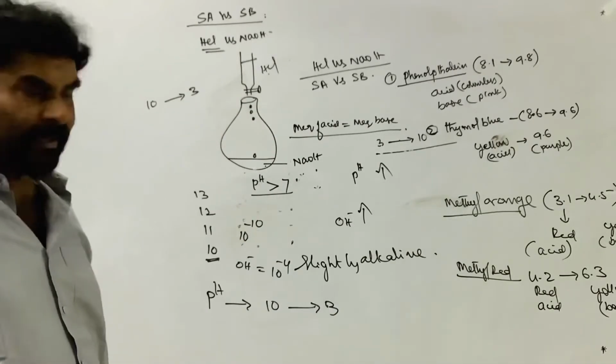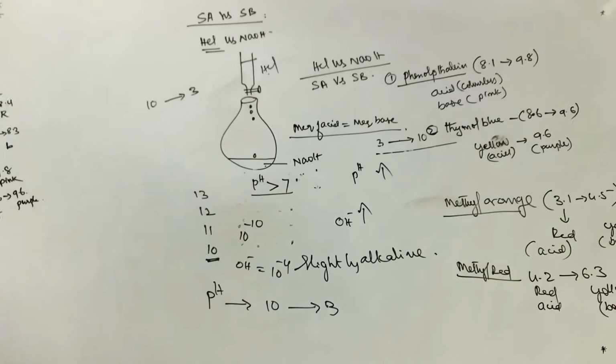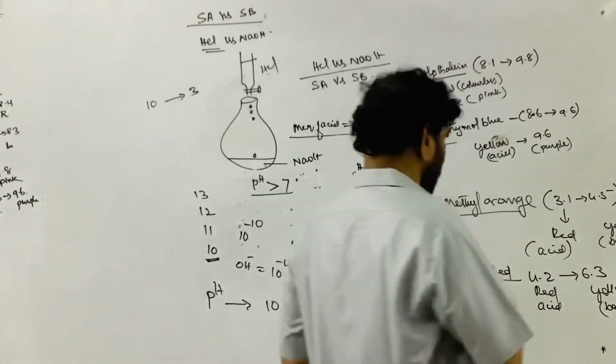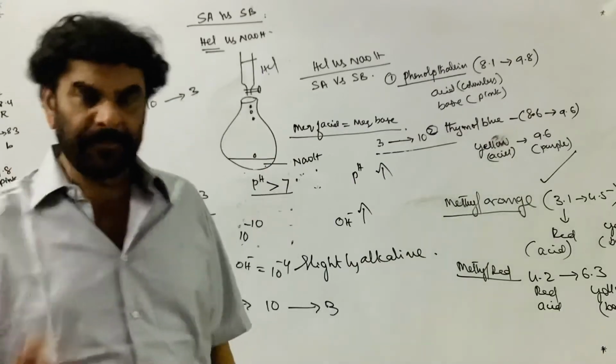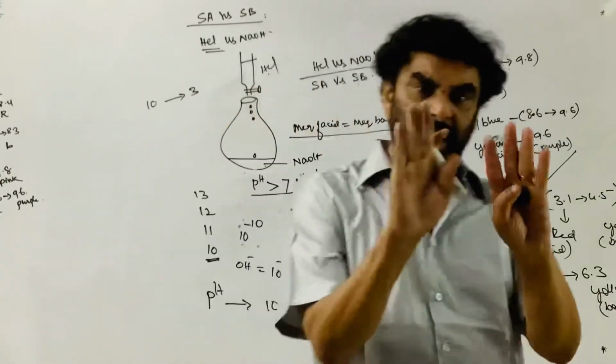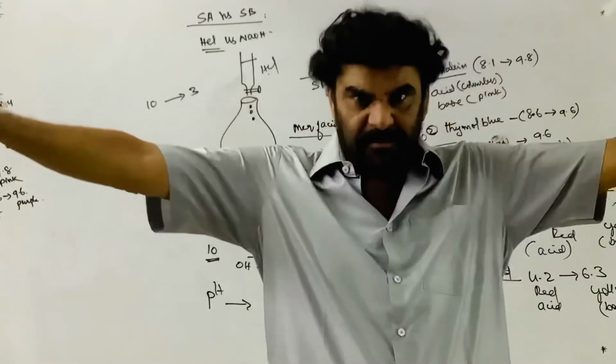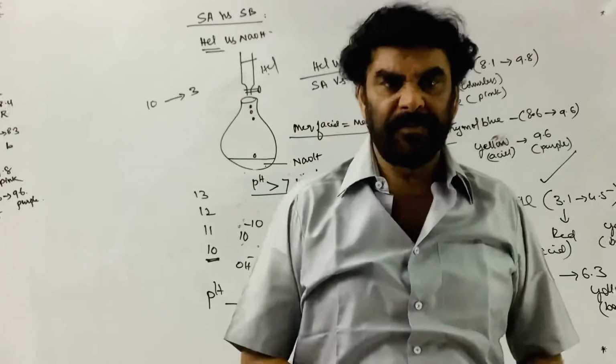Methyl orange or methyl red can be used. There are several others as well, like phenol red and bromothymol blue, that can be used. This is with methyl orange and methyl red. See, strong acid versus strong base neutralization titration reactions.